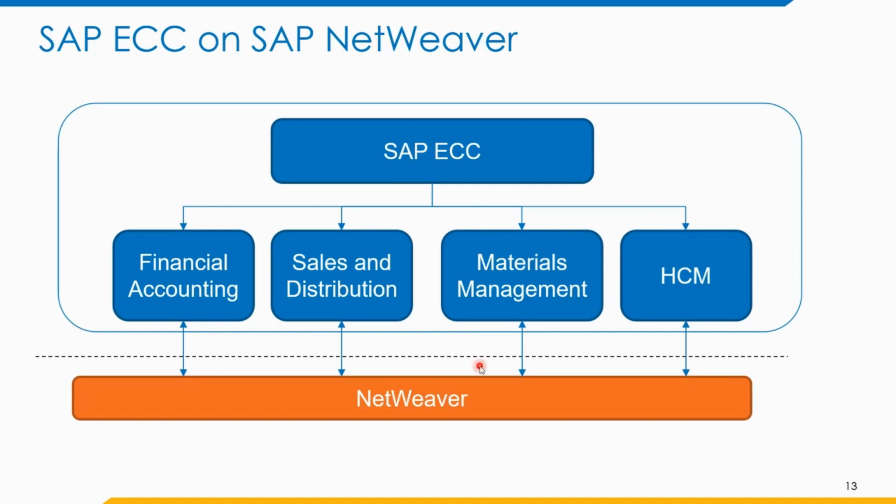For example, if we are building an SAP ECC system that handles financial accounting, sales distribution, material management, and HCM, not only these four modules, SAP ECC contains many other modules, but these are built on the SAP NetWeaver technological platform. It contains its own database and lifecycle management system, and has its own servers. So it is a technological platform that serves as a core for all the SAP products that are currently in use.